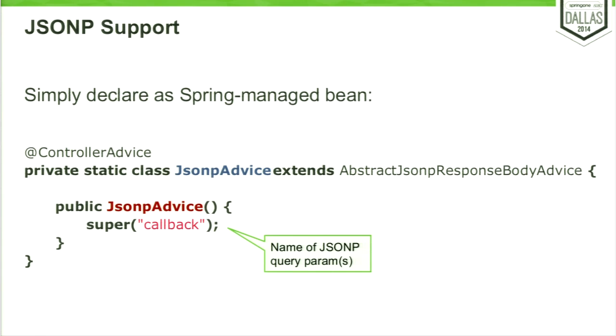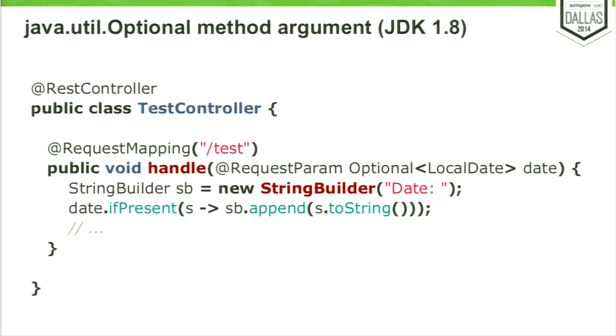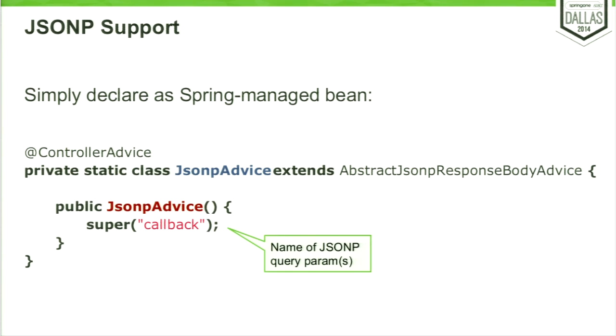So if you have JSONP, all you have to do is declare this as a Spring Managed Bean, essentially extending this base class and giving the name of the JSONP query parameter. And there's also a way to support this with view resolvers. You don't even have to do anything as long as the query parameter name fits what you use in the application.